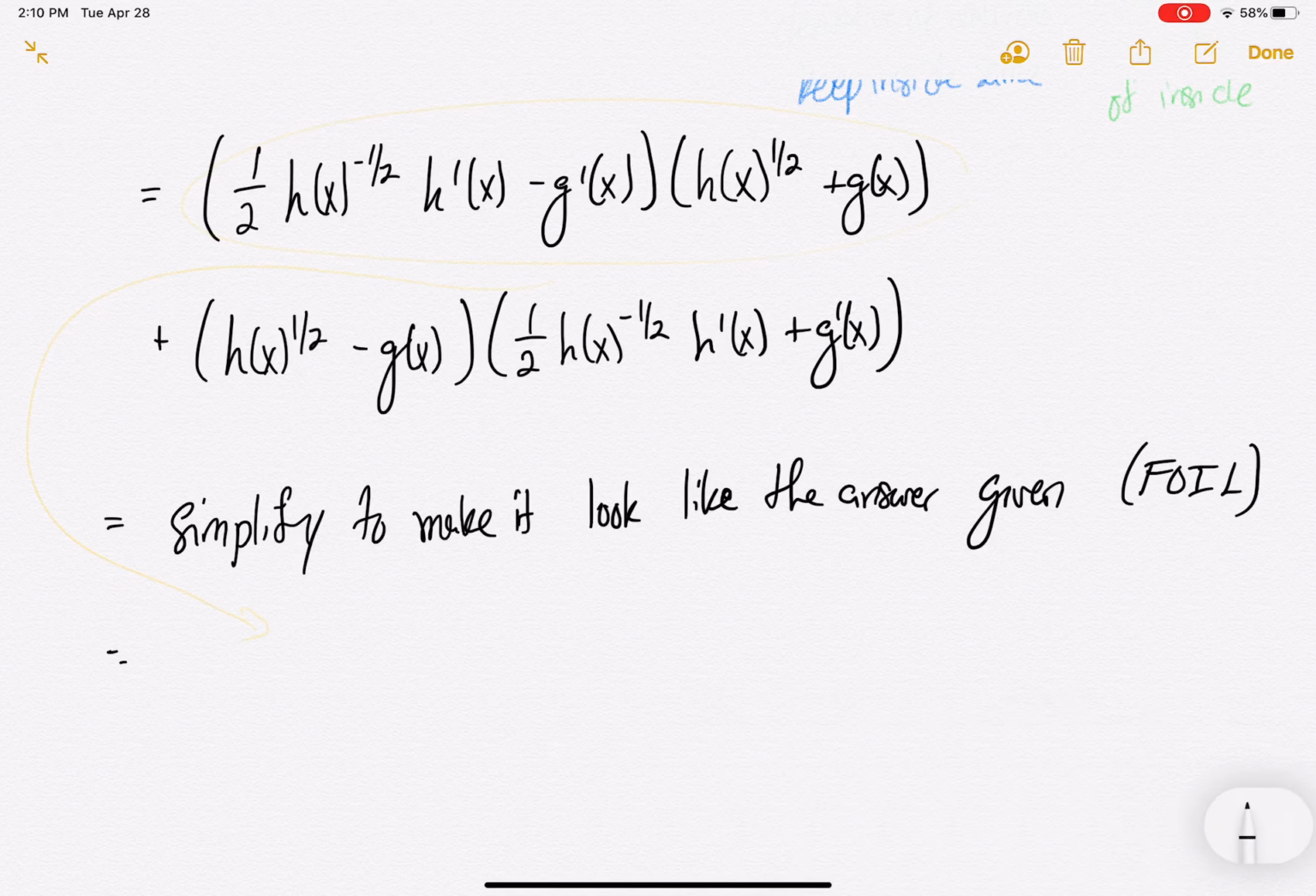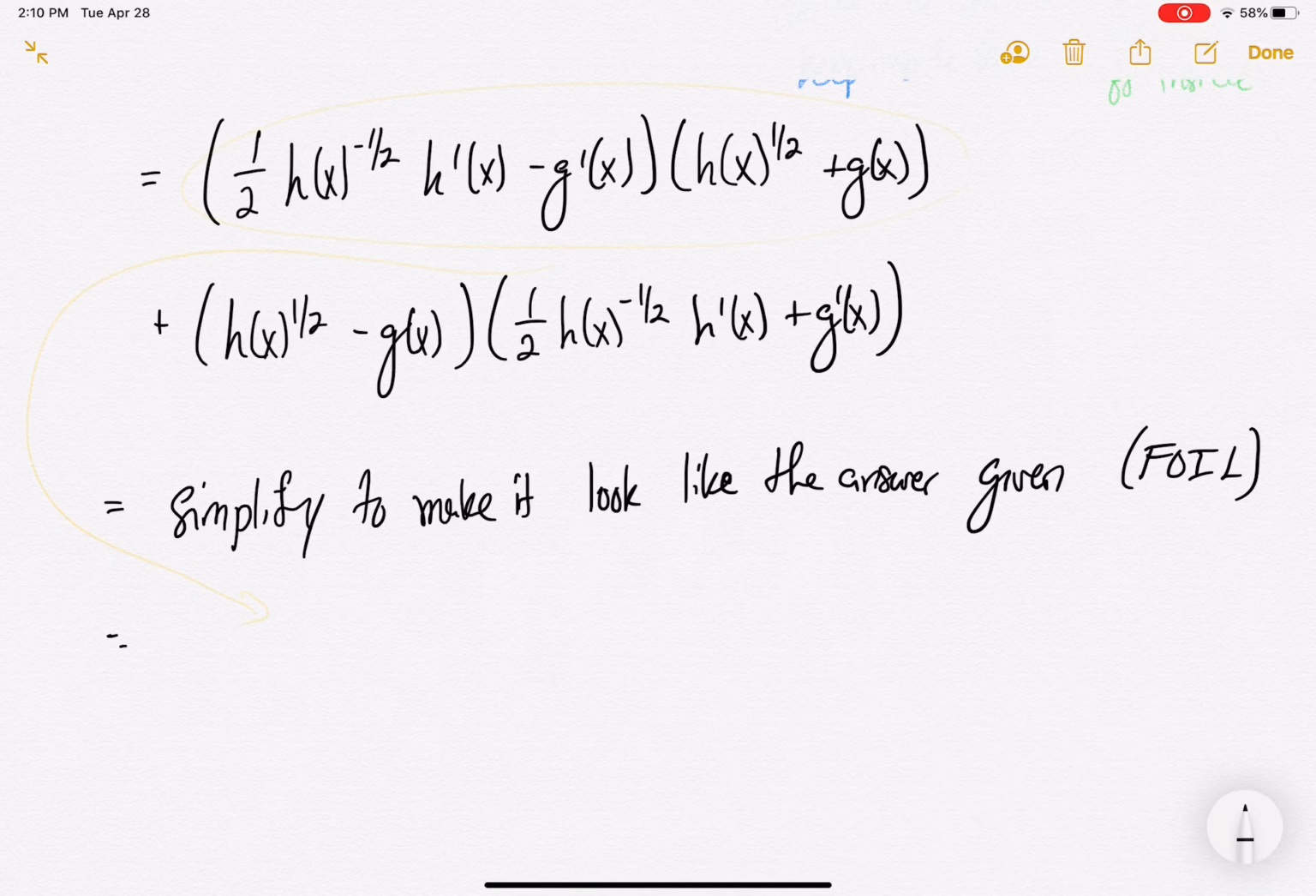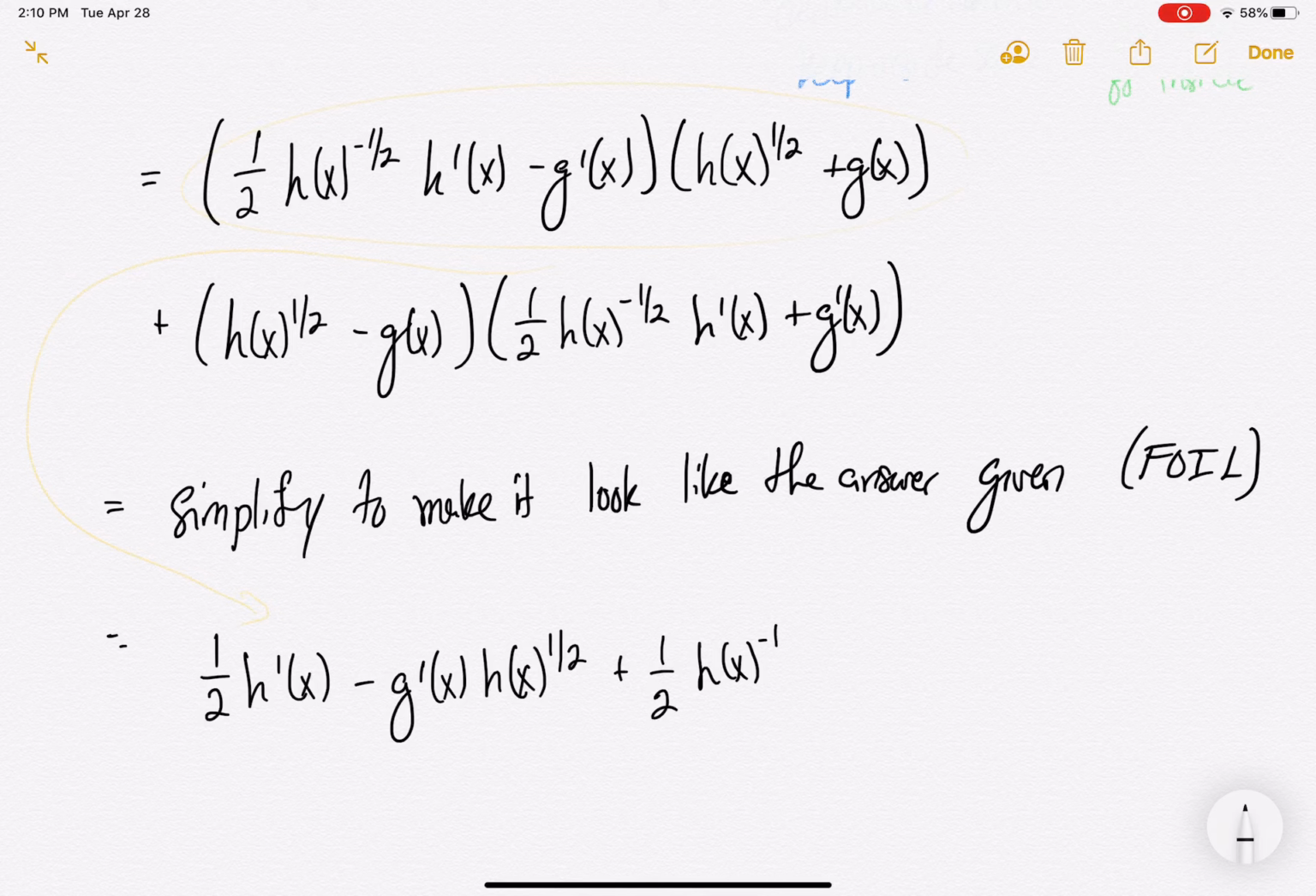So that's going to FOIL into, I guess that's 1/2 h prime x minus g prime x h x to the 1/2, or I'm doing first, inside, outside, last, that's fine, plus 1/2 h x to the minus 1/2 h prime x g of x, and then we end up with minus g of x g prime x.